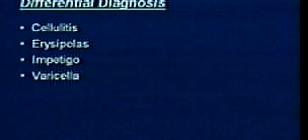So we want to be thinking about our differential diagnosis. One of the first things that we need to be thinking about here is, does this person have a cellulitis? Other things that might come into thinking about: is this erysipelas? Could this be impetigo? Or could this be varicella?